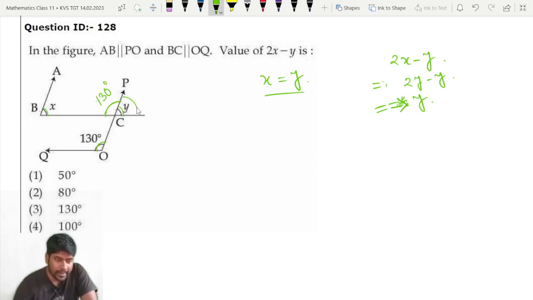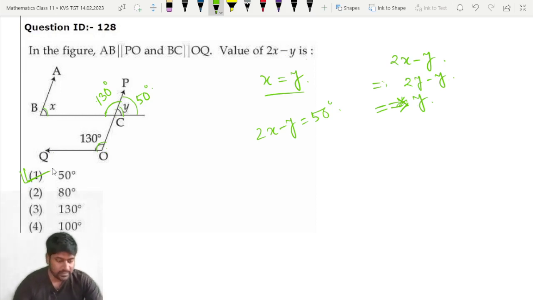Now what will be this angle y then? Y will be 50 degree, because the sum of these two angles will be 180 degree. Okay, so y is equal to 50 degree. So our answer is 2x minus y is equal to 50 degree. Okay, option 1 is the correct answer. The questions are very simple.